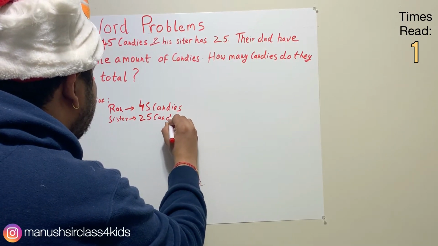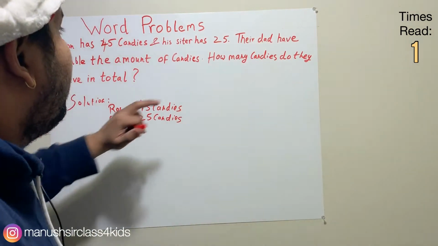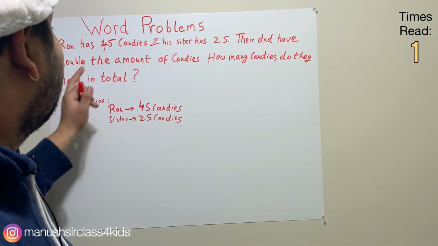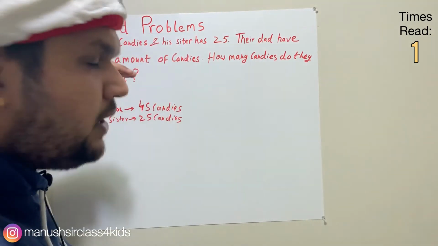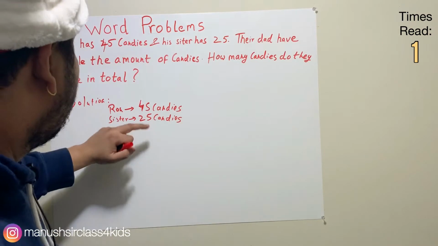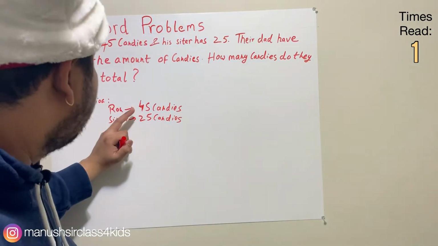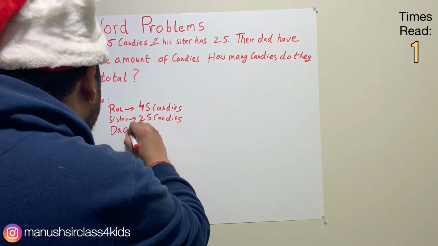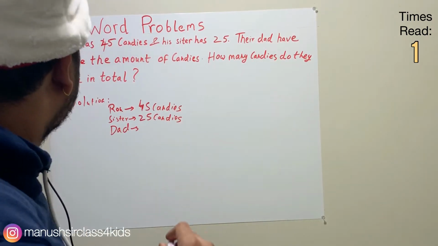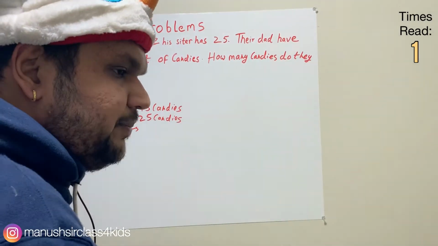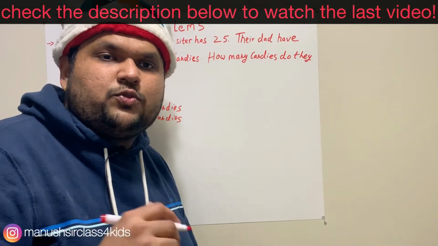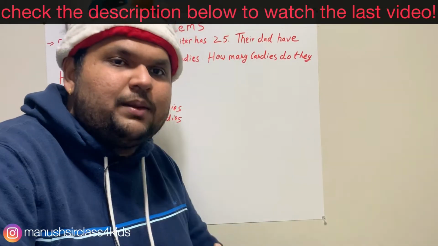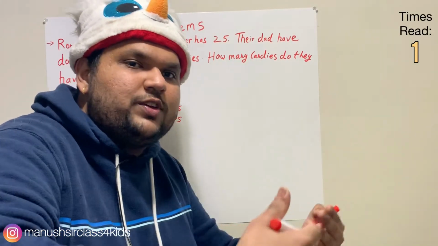Then we have their dad, who has double the amount of candies. Which amount? Double the amount of candies. Now which amounts are here? We have 45 and we have 25. So dad has double. Now double in operations, what does it mean? For that you can check my most recent video on order of operations. Double is an operation of multiplication. Anything times 2 is double.